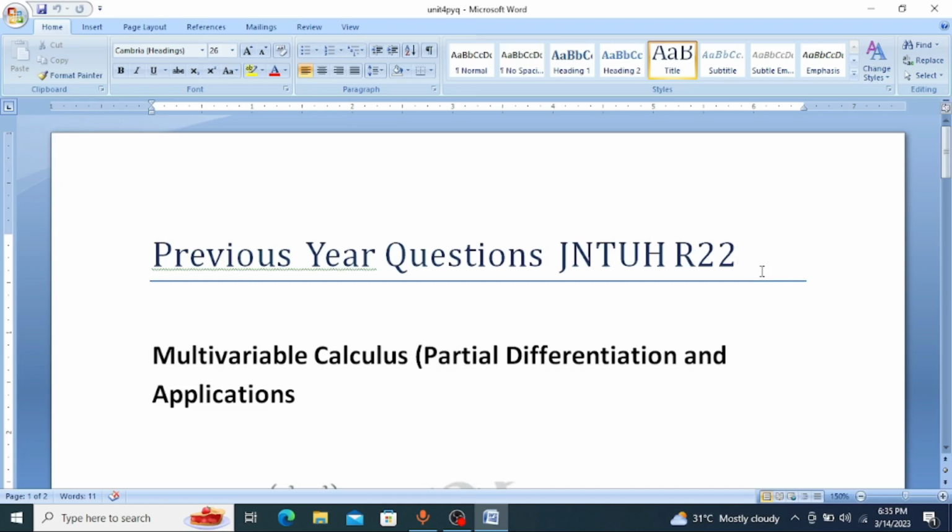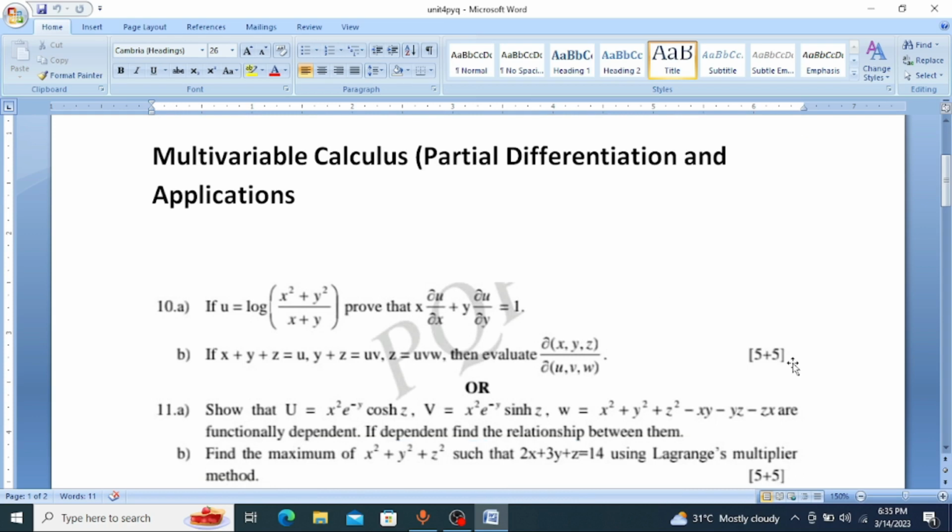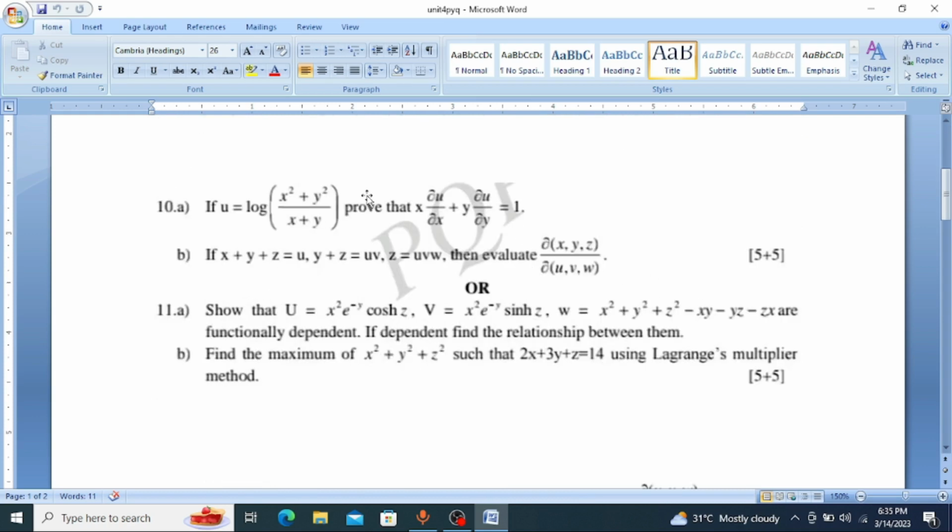Here we shall have a discussion of previous year questions of chapter 4, that is multivariable calculus, partial differentiation and applications. First question we have, if u is equal to log of (x square plus y square) by (x plus y), prove that x ∂u/∂x plus y ∂u/∂y is equal to 1.